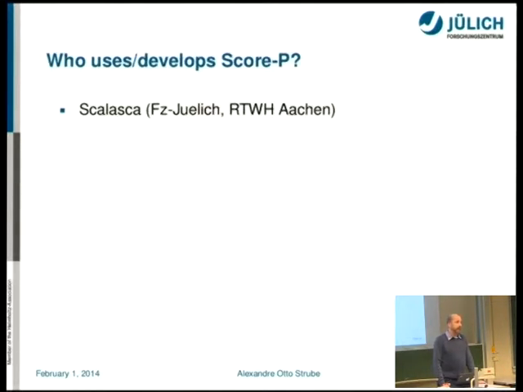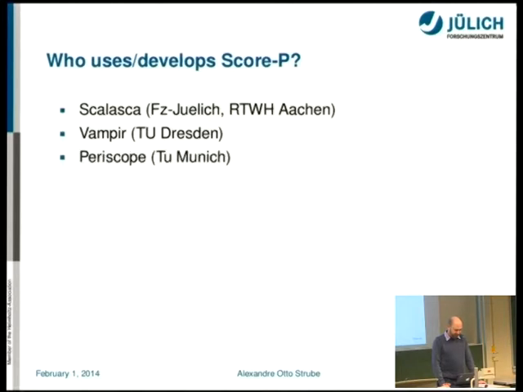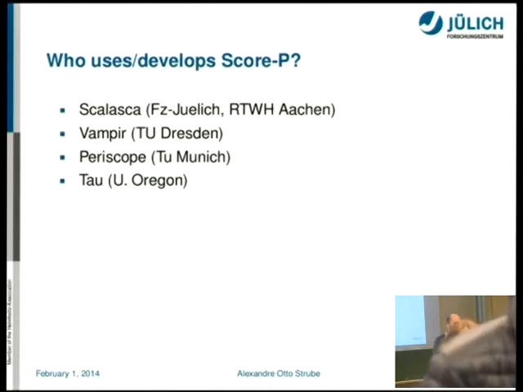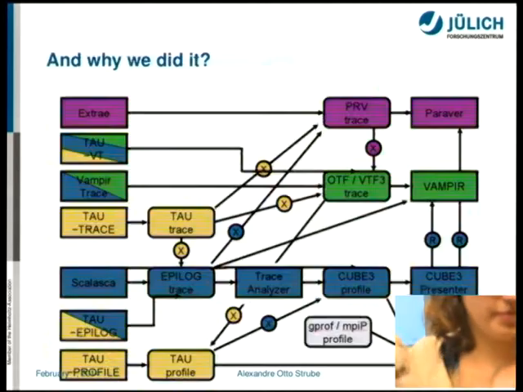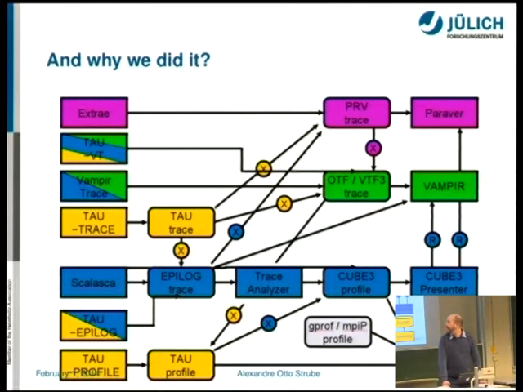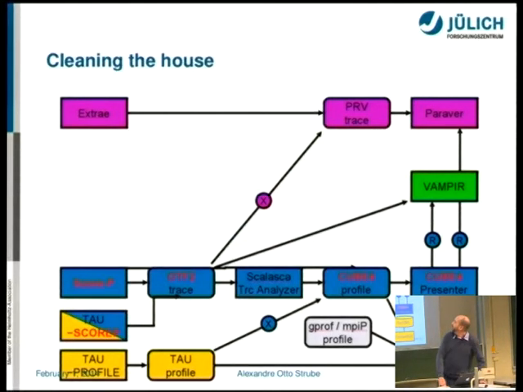So who uses that right now? We do in Jülich, in Germany. People from Dresden use it. People from Munich use it, and the people from the United States, from Oregon. So again, what happened? We had this mess, and we cleaned up. What we have now is an instrumentation module, a single trace format, and you just need one converter tool, and we have profiles and GUI.